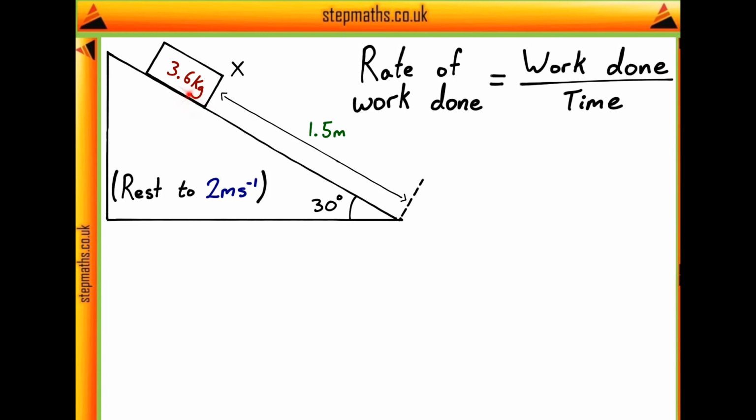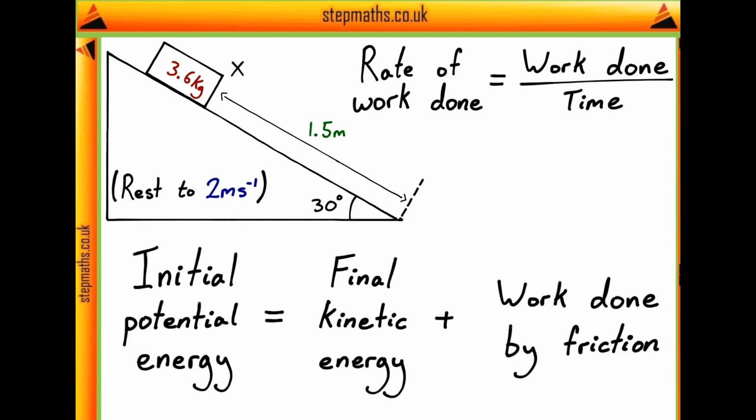Initially, our block is at rest at a height, so it's going to have a potential energy. Then it's going to slide, and when it reaches the bottom, we'll take this to have zero potential energy, in which case it's going to have a lot of kinetic energy, and some of our work is going to have been done by friction. So, setting up an equation for conservation of energy, we get this, that our initial potential energy is just equal to our final kinetic energy plus the work done by friction. So if we want to find the work done by friction, we need to find the final kinetic energy and the initial potential energy.